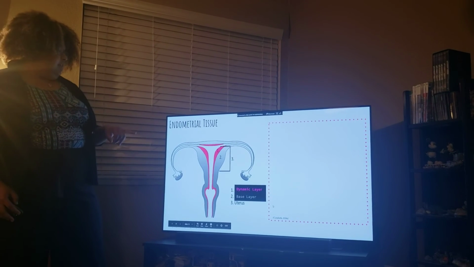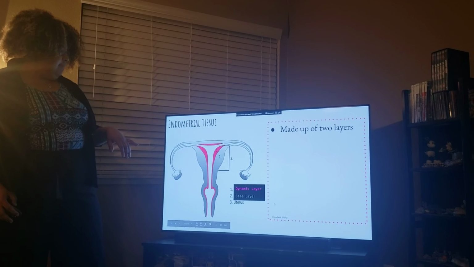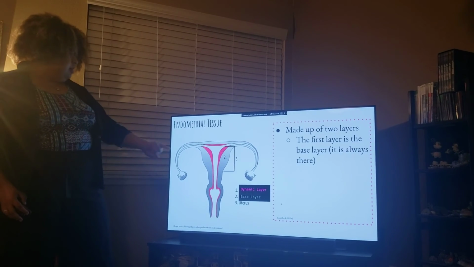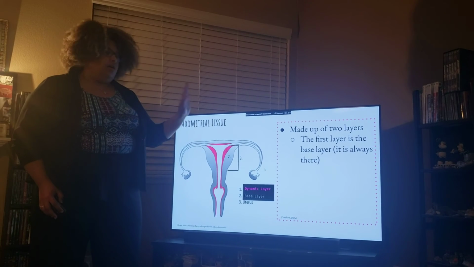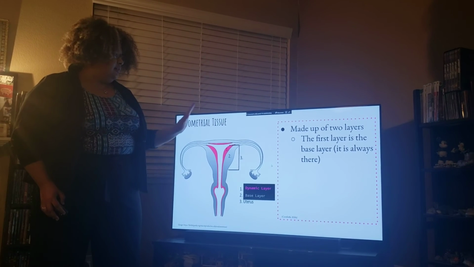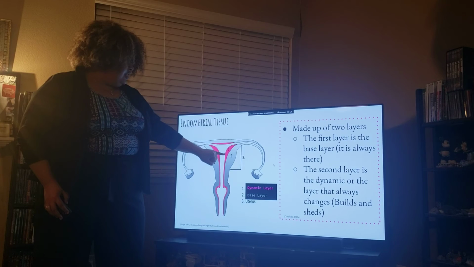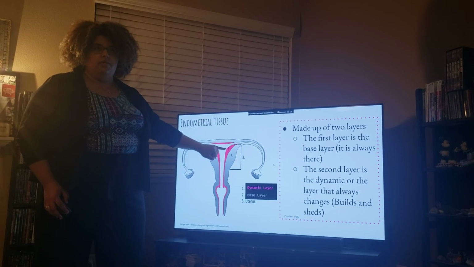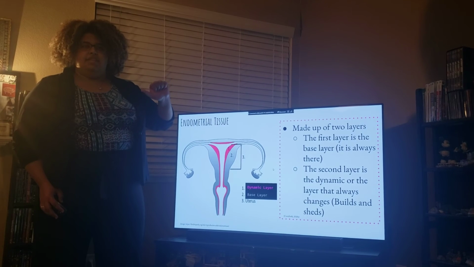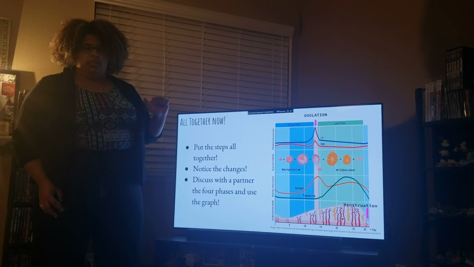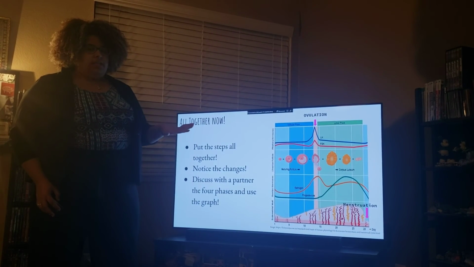And this is the endometrial tissue, what you're going to see here, made up of 2 layers. So this first layer is the base layer. It's always there, never sheds, always there for you. But this is the layer that sheds and grows through the follicular phase and the menstruation phase. All right, we're going to put it all together here.